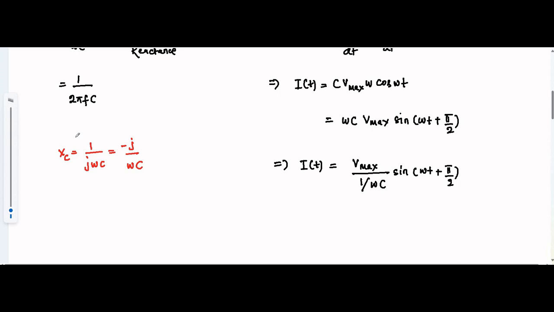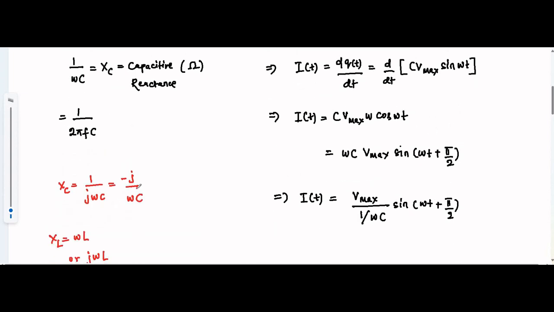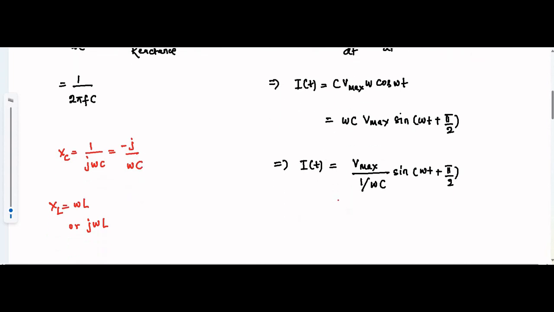Okay, this is in terms of complex numbers. In inductors, if you remember, the inductive reactance was XL is equal to omega L, or in terms of complex notation, j omega L. Here capacitive reactance is 1 by omega C, or 1 by j omega C, or minus j by omega C. So here we can write i(t) as Imax sine omega t plus pi by 2.